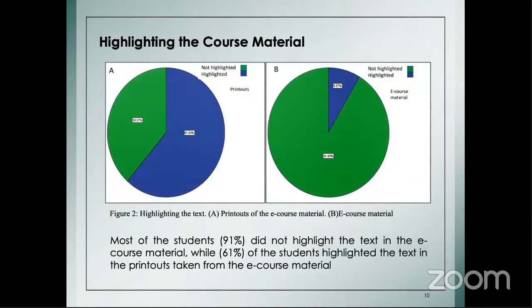These two pie charts in figure 2 show the proportion of students highlighting the text in printouts and the e-course material. Most of the students who used e-course material did not highlight the text, but the majority of the students who have used printouts of e-course material have highlighted the text.